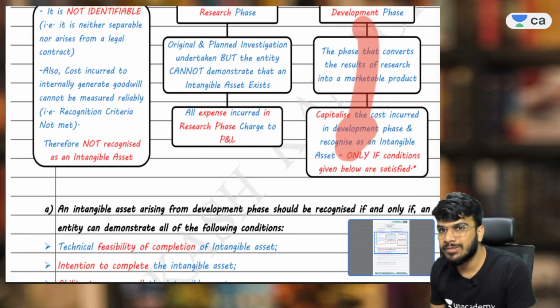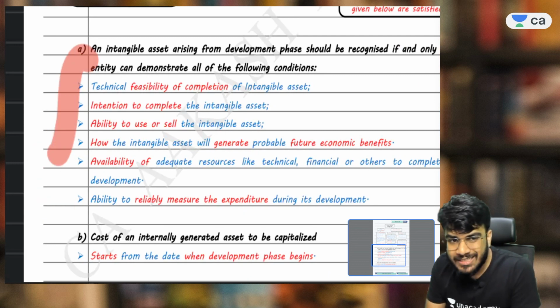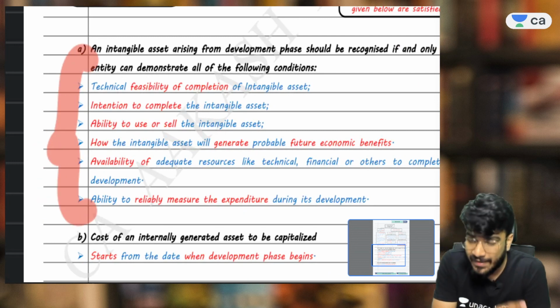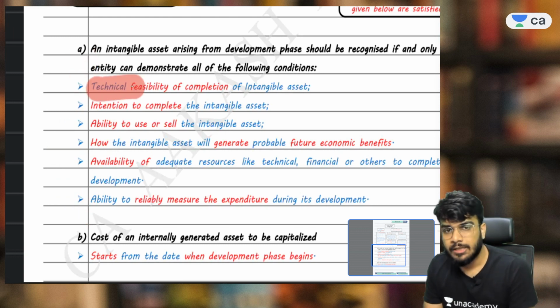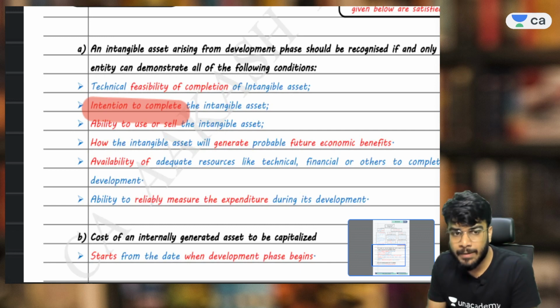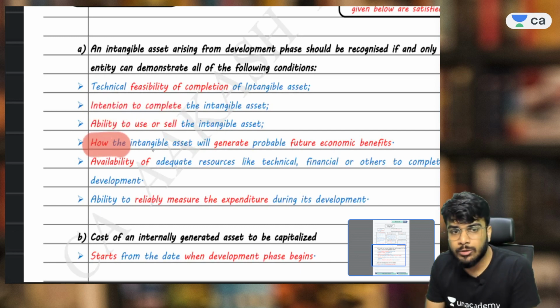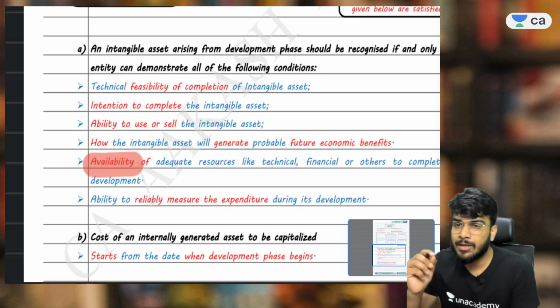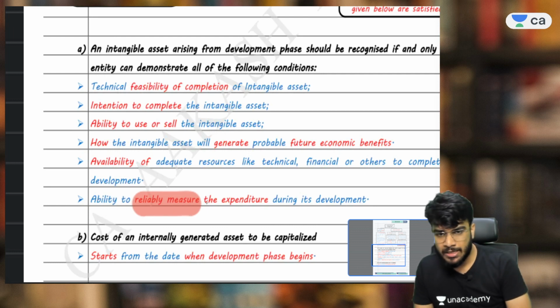But how do we know that the development phase has begun? If all these 6 conditions are met, we can say that the development phase has begun. What are the 6 conditions? First, there should be technical feasibility of completion. Next, there should be intention to complete. Third, there should be ability to use or sell the asset. Fourth, how the intangible will generate future economic benefits. Fifth, availability of adequate resources. And sixth, ability to reliably measure the expenditure.